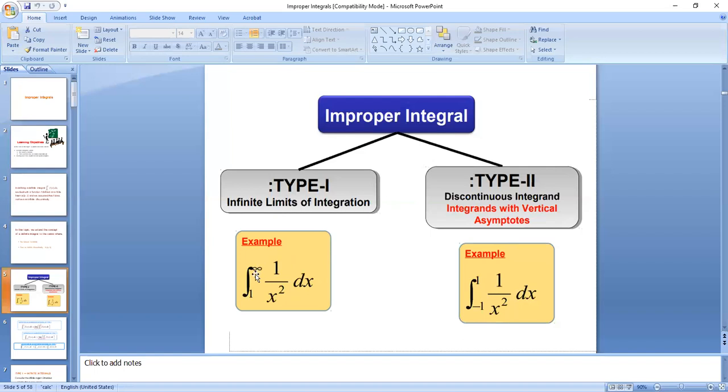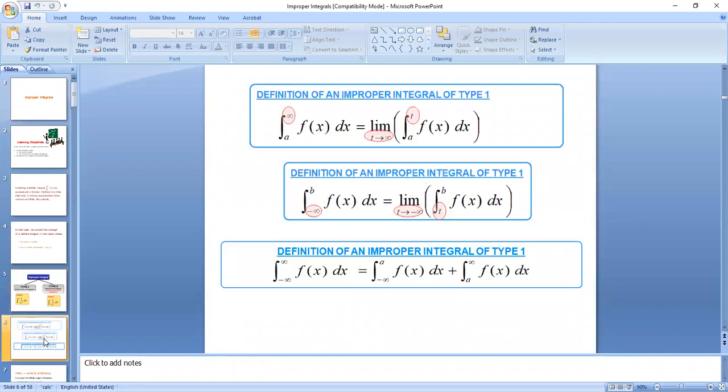So for now, we will focus on the first type, wherein one of the limits or both limits of integration is infinite. Under type 1, we have three cases. It's either the upper limit which is infinite, so you see here, from a to infinity. This is comparable to saying that you're going to evaluate the limit of the integral of this function from a to t. Take note, we change the infinity to t as t approaches infinity.